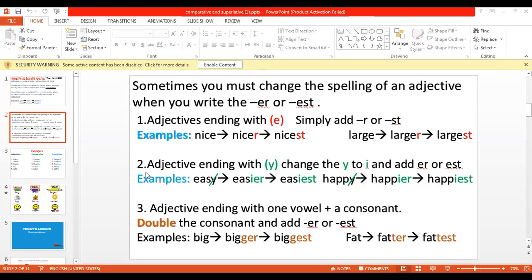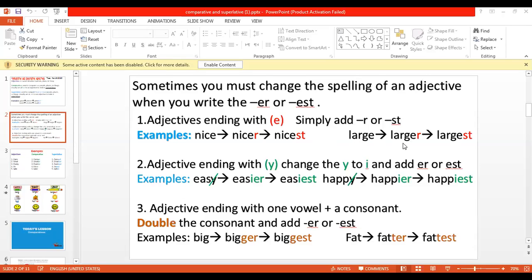Adjectives ending with E, we simply add R or ST. We do not double the E. We are supposed to add ER or EST to the adjective, right? But what if the adjective ends with an E? If I wanted to make it nicer, do I write nice-er? No. We keep one E and add the R only. If it's superlative, we add the ST only. So we will have only one E. Like nice, nicer, nicest. See, we added only the R and the ST.